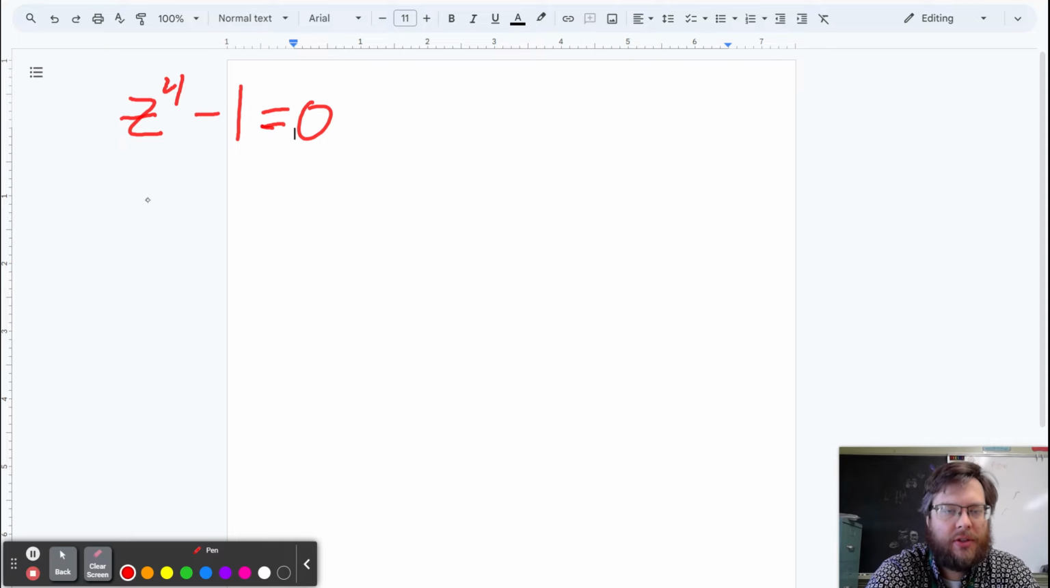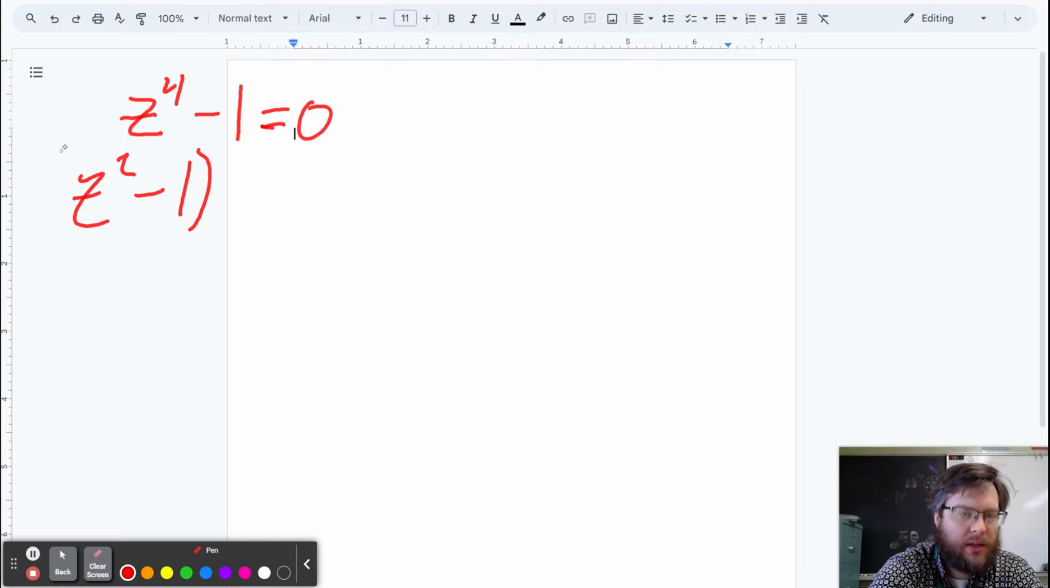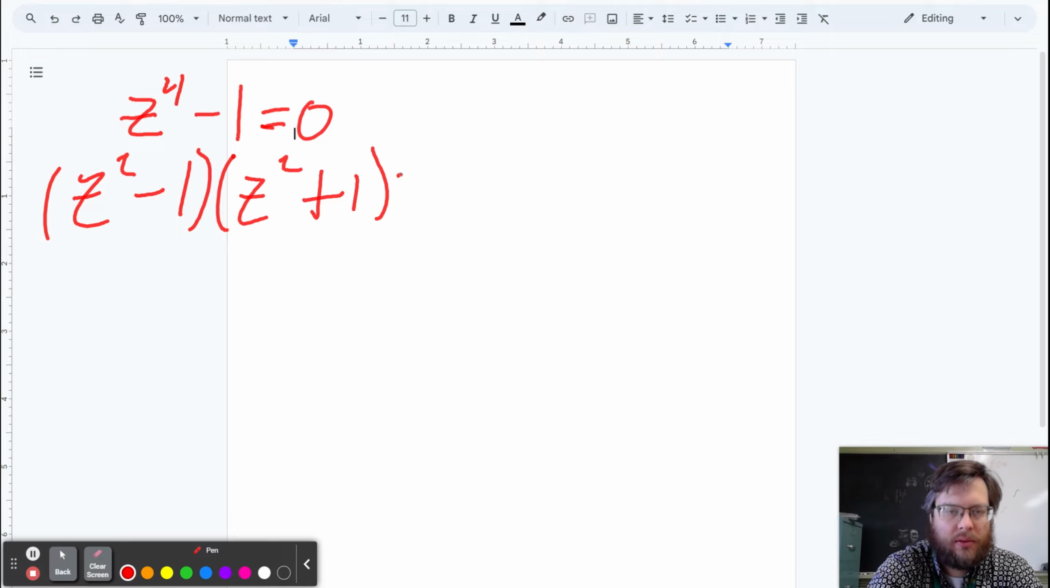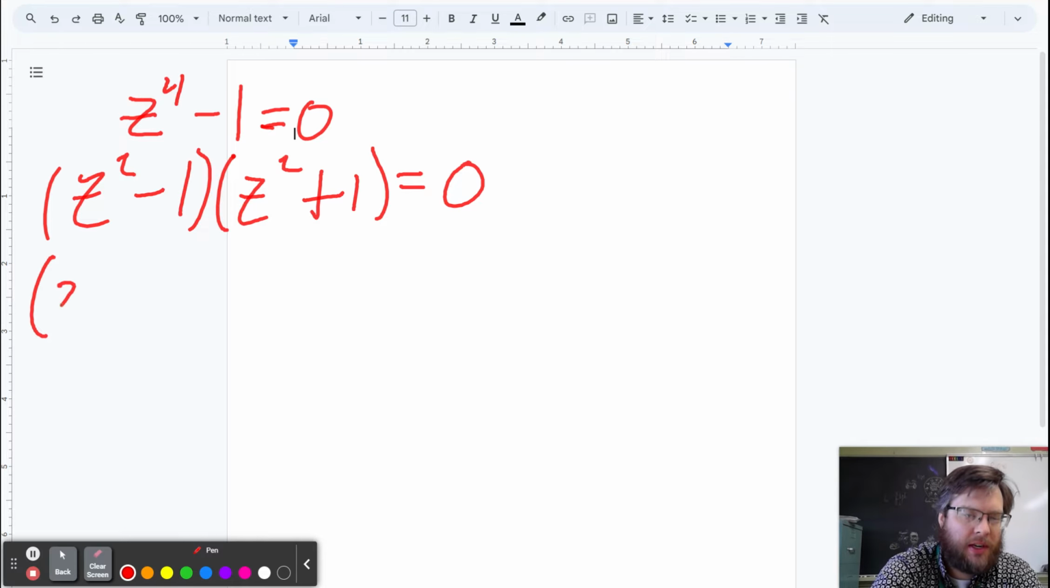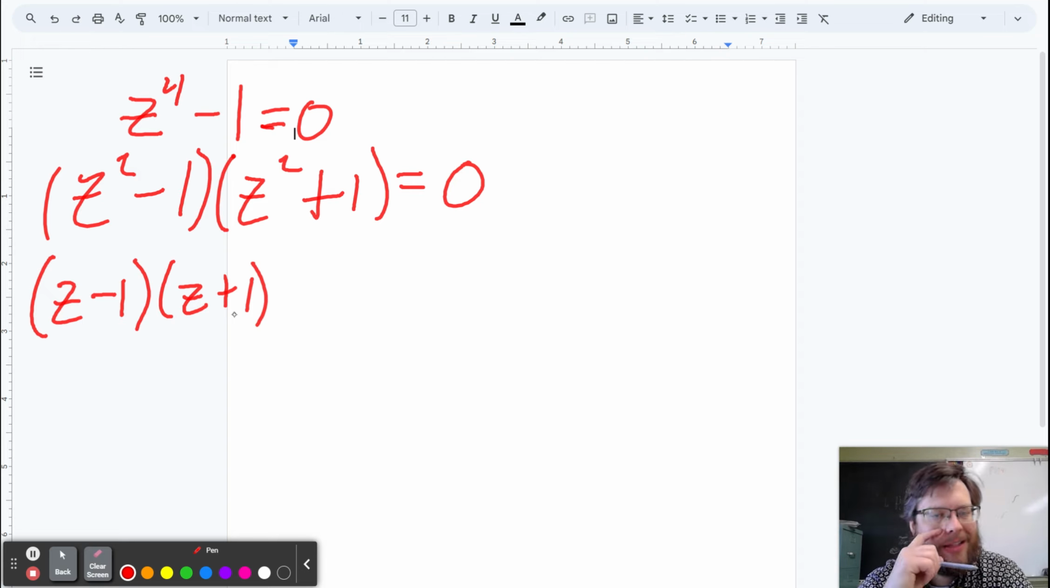And one way to approach this is to think of this as the difference of two squares. Z squared is z to the fourth, and 1 squared is 1. So you can factor it to be z squared minus 1 and z squared plus 1. And then you notice z squared minus 1 follows the exact same pattern, z minus 1 and z plus 1. The second piece is also a difference of two squares in a somewhat less obvious way.